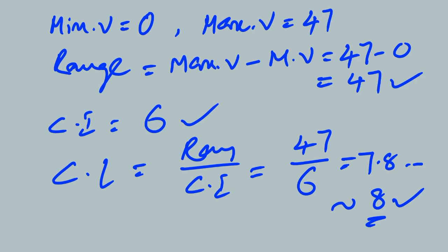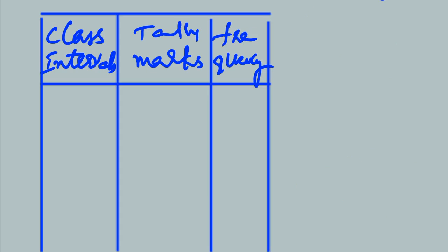This part is very important to construct the grouped frequency distribution table. Here class length and range are very important. That means finding the class length is very important. Class intervals are in our hand, that is our wish, either 6 or 7 or 8, whatever it may be. So class length is very important. Now I'm going to construct the distribution table.